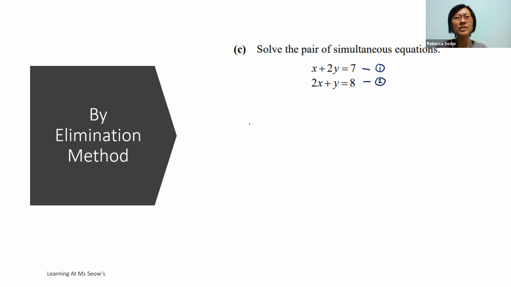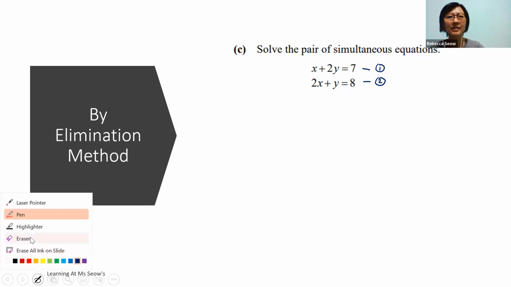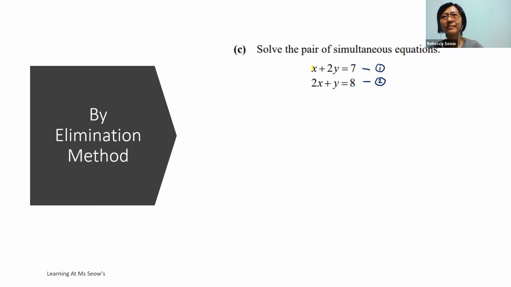By the elimination method, we want to get rid of one of the two unknowns. So we have two unknowns here, right? We have x and we have y. Let's get rid of one of them. So let's say we want to get rid of the unknown x.